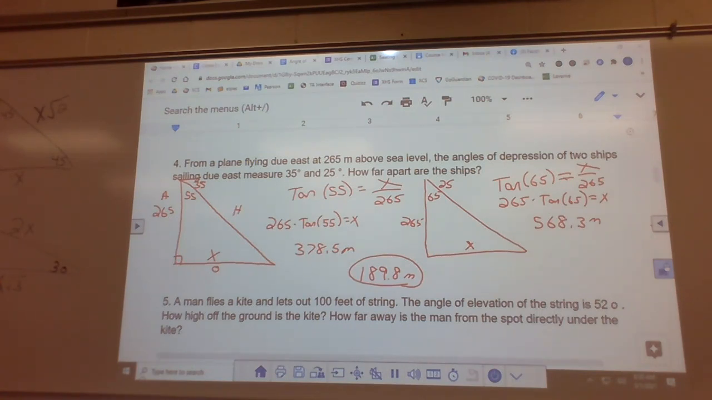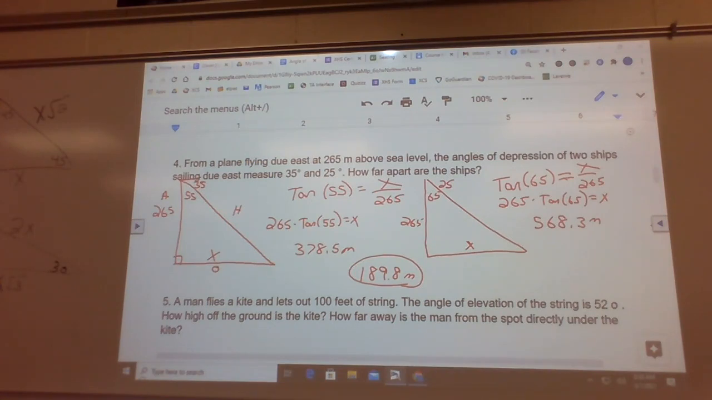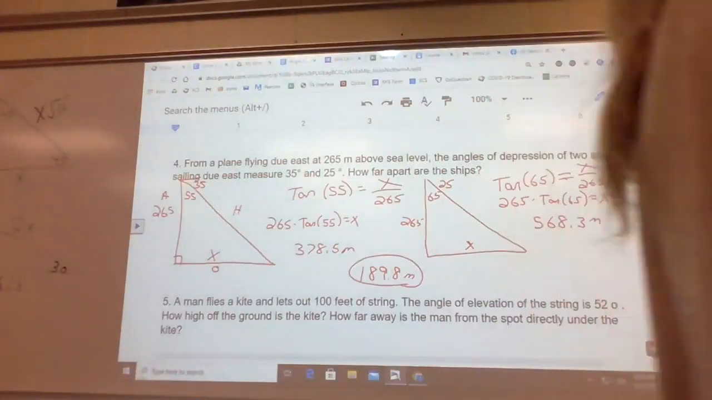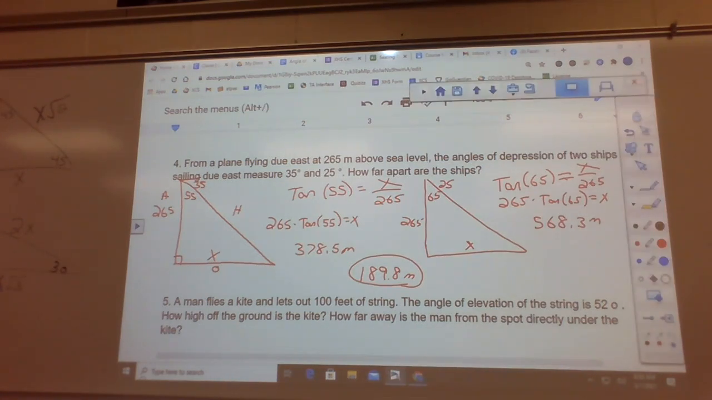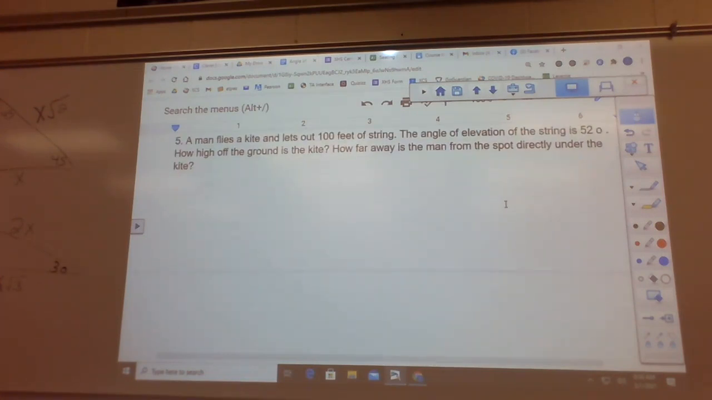So that one really had two problems kind of embedded in one. Because I had to figure out the first ship, the distance there at the sea. Second ship, the distance, and I want to figure out how far apart they were. Are we okay there? Question? One more that I'm doing with you, and then you'll have the opportunity to work on some more.